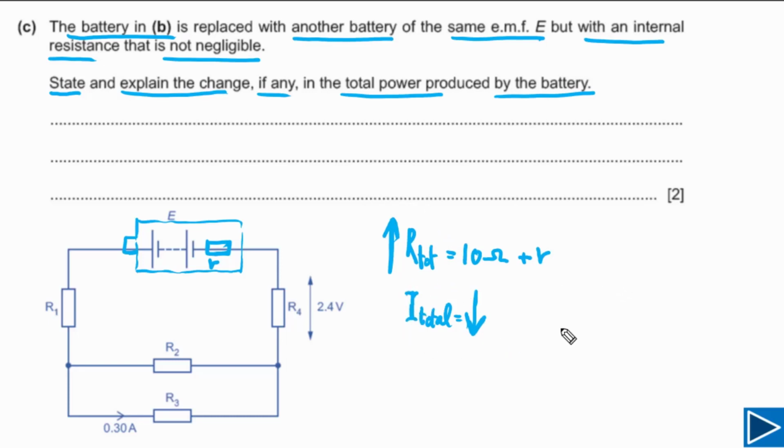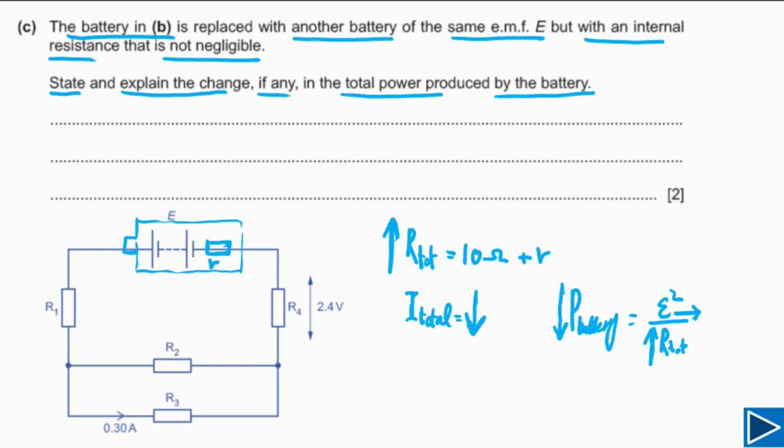Next thing we need to understand is the power. So we can say P produced by the battery. So P by battery we can write down. Power produced by the battery will be equal to the EMF of the battery, V squared divided by R, and R is the total resistance. Now you see the EMF of the battery is the same, but the total resistance has increased. So it simply means that the power produced by the battery decreases.